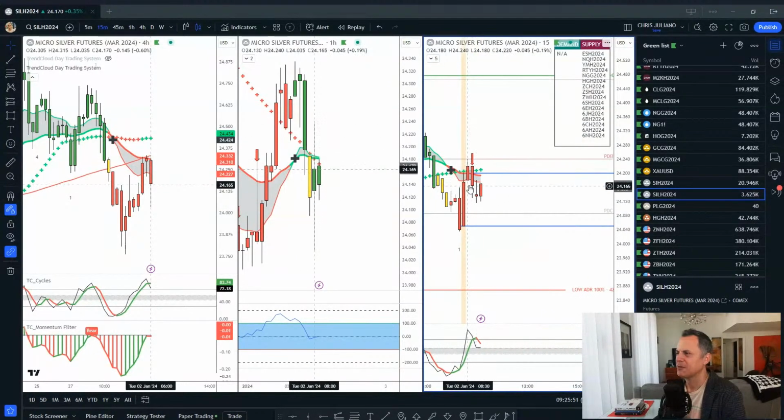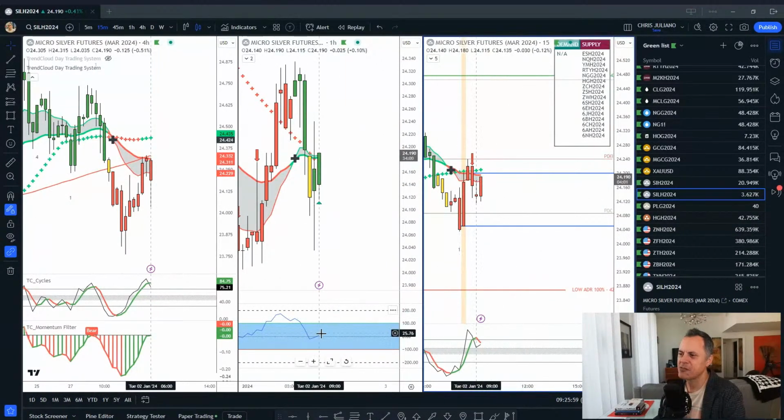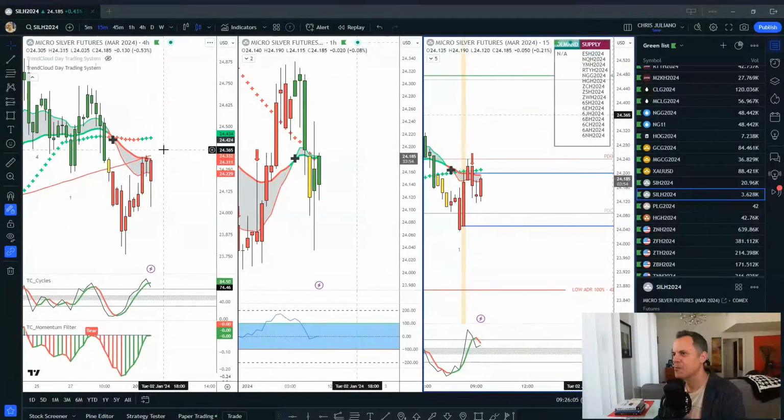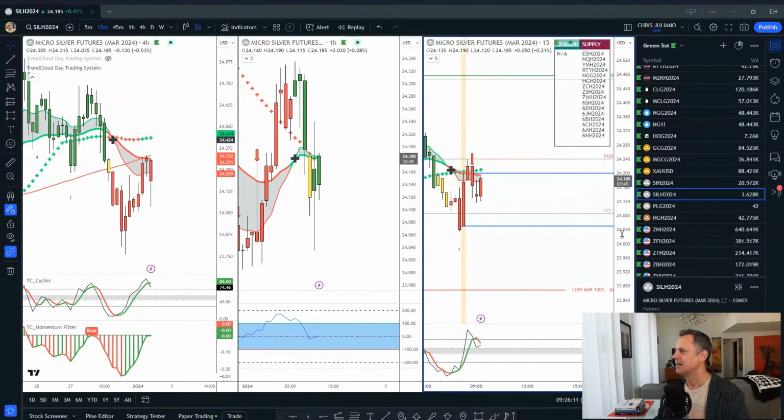Same thing here. Got a downtrend, but the trend cloud is still not fully red, and momentum is not below the negative 100 line. We've got positive momentum, but yet the candles are below the trend cloud. It's a mess. So we don't even look at it.